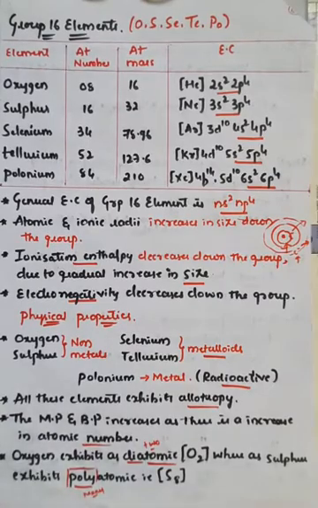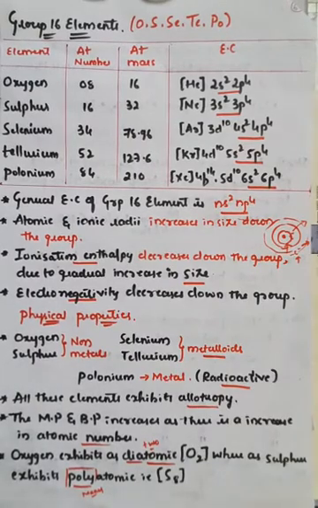Oxygen exhibits as diatomic. Diatomic means one oxygen can combine with another oxygen and it converts into O2, right? Therefore we call it the diatomic form. But in case of sulfur, what comes? It exhibits the polyatomic form, that is in the form of S8. Up to 8 atoms of sulfur can combine with each other, right?